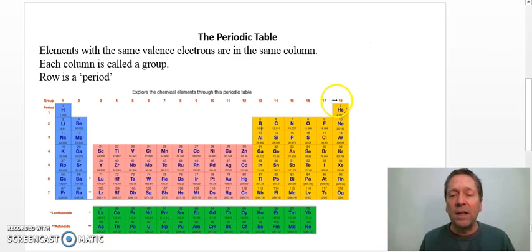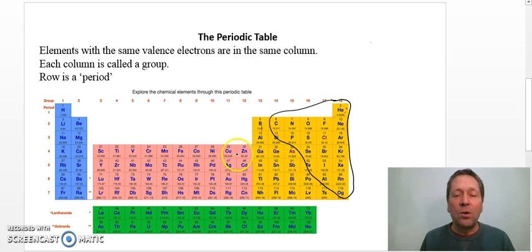Now these elements here, around about these ones here, these are non-metals. So we need to remember that the non-metals are over this side and all the other ones are metals, and that's the characteristic there, that they're separated in that way.